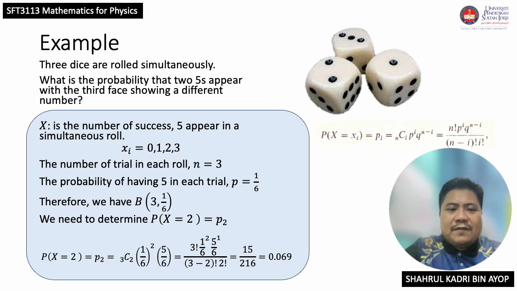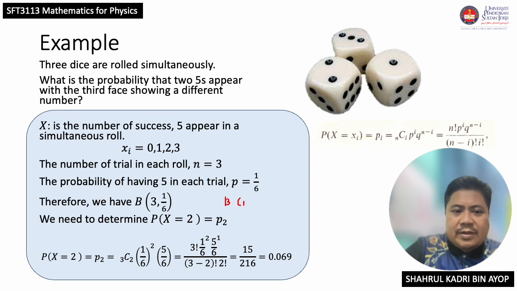So the number of trials n is 3 because we have three dice: 1, 2, 3. The probability of having 5 in each trial is 1/6, right? Because we have 6 faces. Therefore we have a binomial distribution of 3 comma 1 over 6, because we can characterize a binomial distribution by n and p.